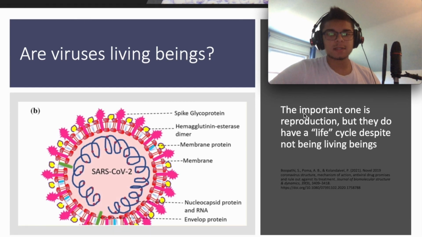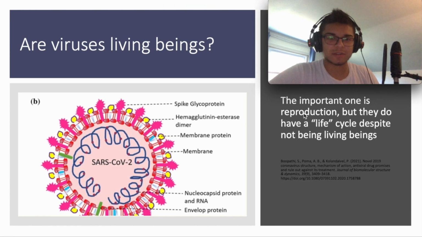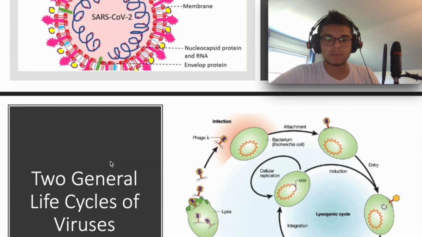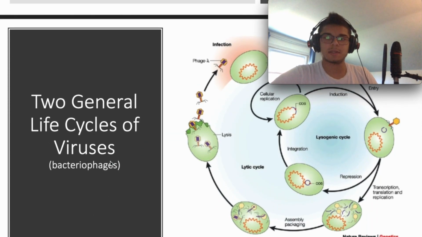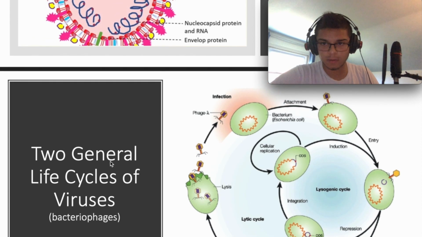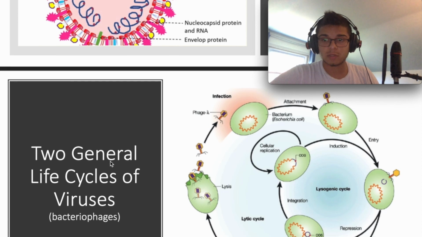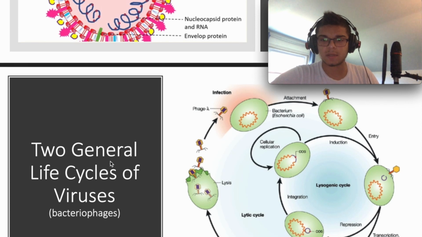But this is a very cool artist rendition of the SARS-CoV virus. You have this glycoprotein on the outside. You have a membrane, obviously, to encapsulate everything. The SARS-CoV virus is RNA, and so it has what's called positive sense RNA. We'll get into that. And then, there are two general life cycles of viruses. This is not reflective of COVID. This is for bacteriophages only. But it's a good way to understand how viruses operate.